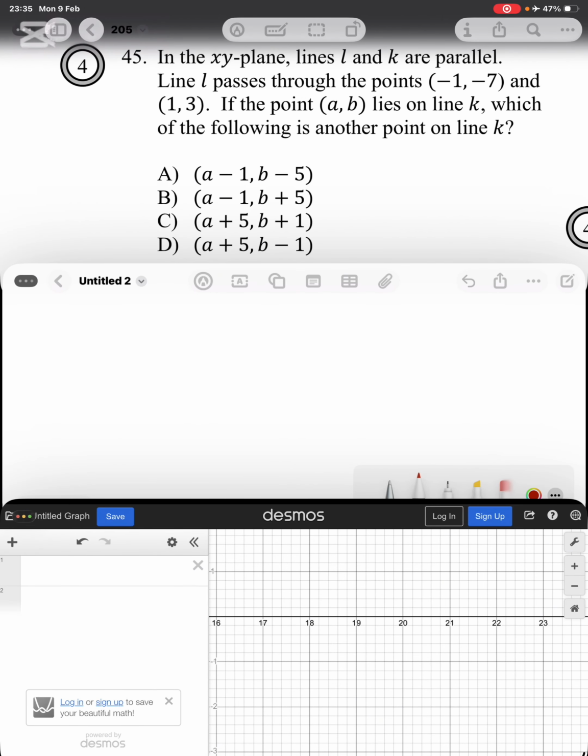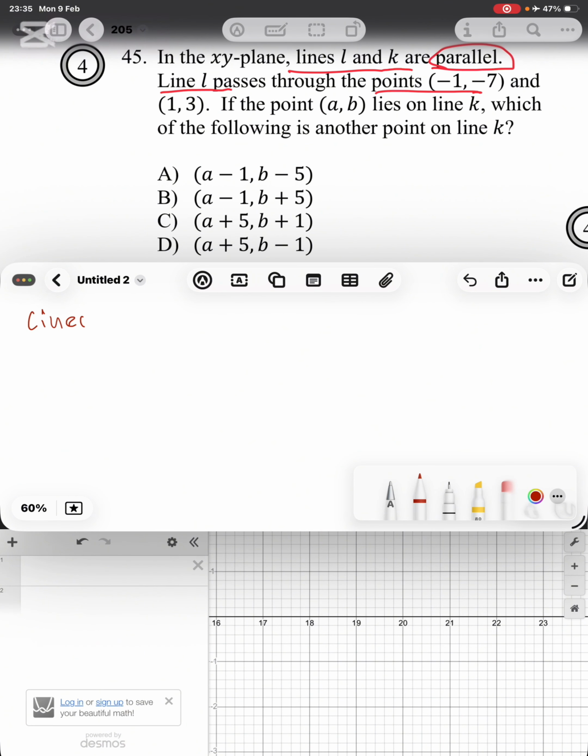So in this SAT question, now let me illustrate to you again an exam level question. We are given two lines, K and L, which are parallel to each other, and line L passes through this point. So at first, what do we have to do? We have to find the equation of line L.